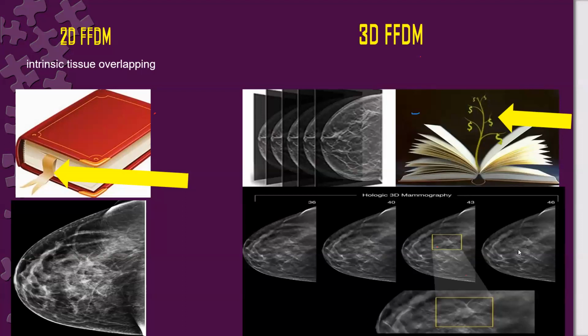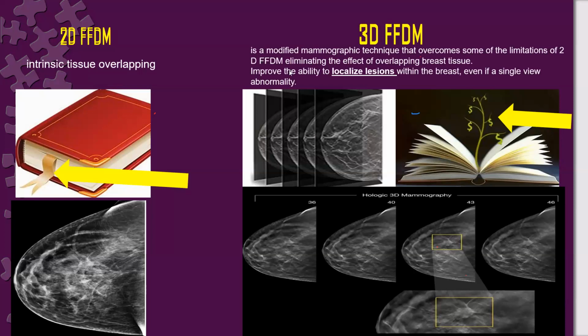As you have seen here, this is slice 36, slice 40, 43. You can see the lesion here is sharply demarcated on image 43. So tomosynthesis is a modified mammographic technique that overcomes some of the limitations of the 2D image, eliminating the effect of overlapping tissue, which improves localization of the lesion and characterization of the abnormality within the breast.